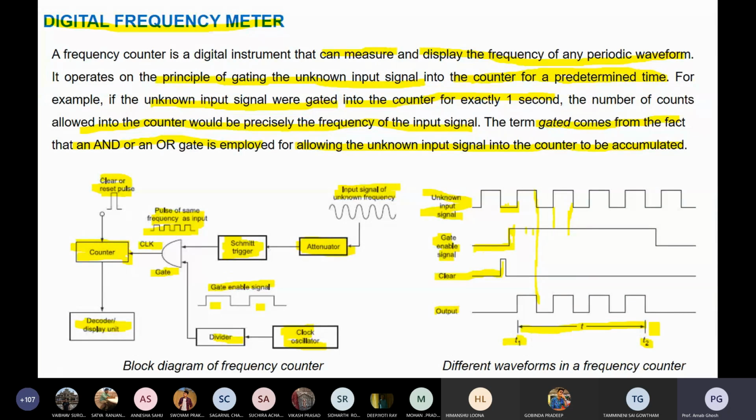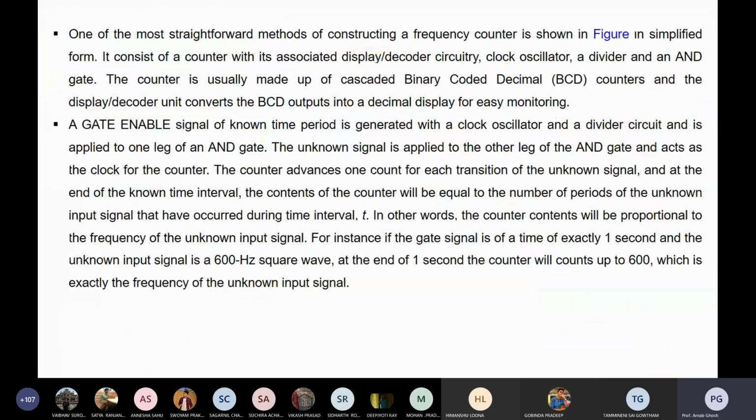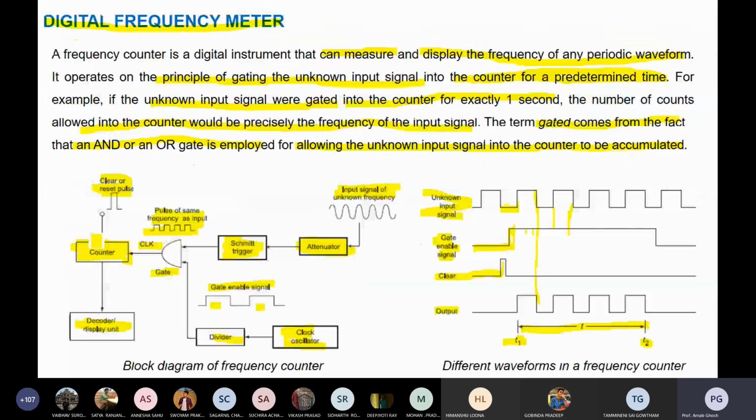So what is the most important application or operation process? One of the most straightforward methods of constructing a frequency counter is shown in the figure. That simplified form consists of the counter associated with the display or decoder circuit, the clock oscillator, driver, and then the AND gate. So these are the circuit components that I told you about. The counter is usually made of cascaded binary coded decimal, so BCD, you can say.